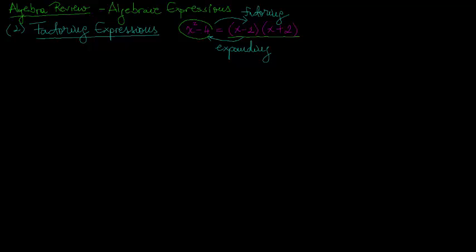However, we now want to reverse the process and learn how to factor an expression, namely to break this x squared minus 4 into a product of two simple linear parentheses, in this case x minus 2 and x plus 2.